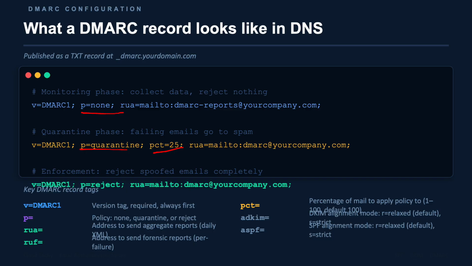And the third record is full enforcement, where p is equal to reject. That means any message claiming to be from your domain that fails DMARC is now rejected outright and never delivered.